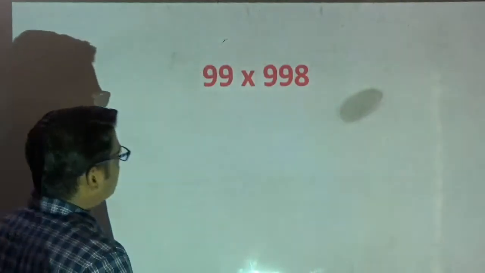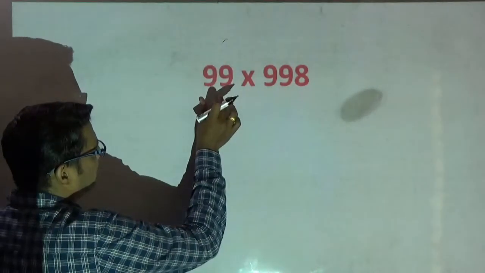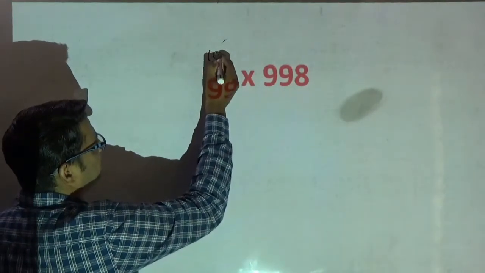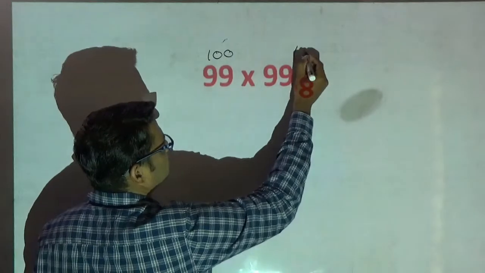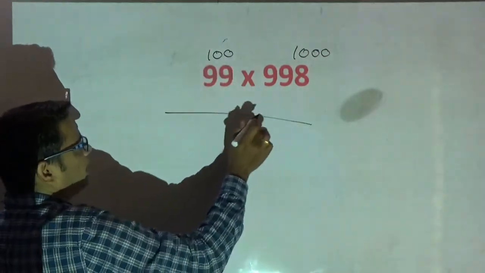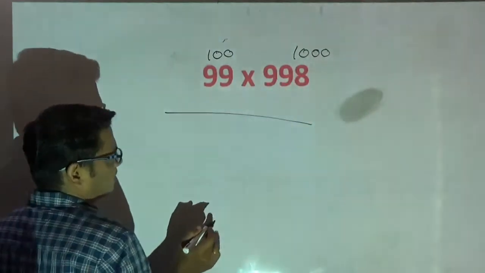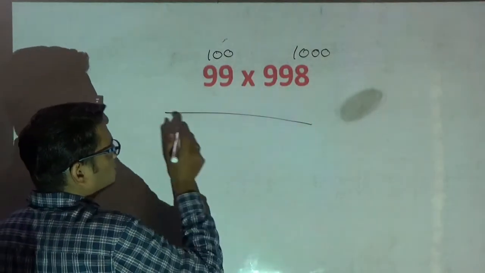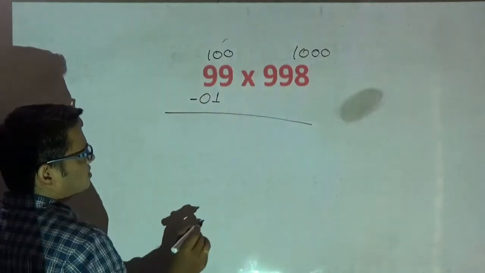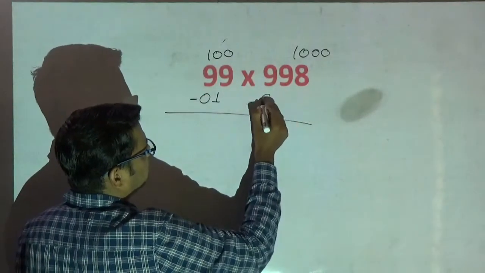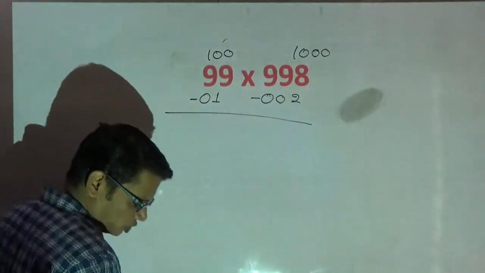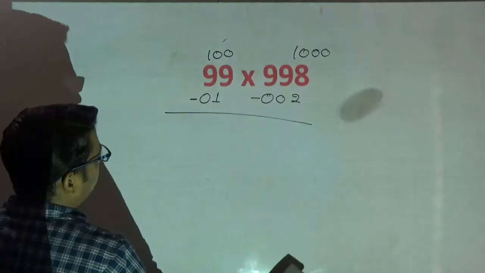Now, please observe here, I am multiplying 99 and 998. For this number the base is 100, for this number the base is 1000. Please observe what you need to do. This is below 100 by 1. Below means minus. This is below 1000 by minus 2. Now, please observe very carefully.